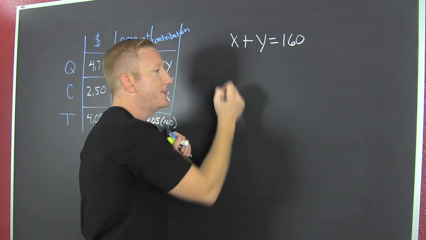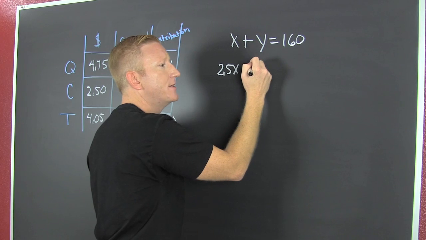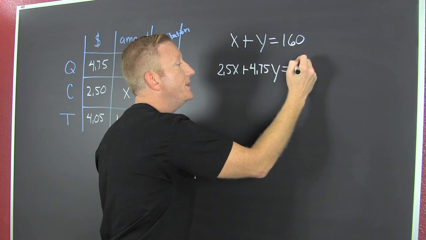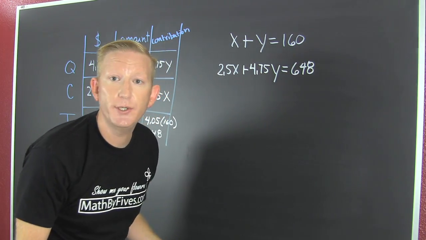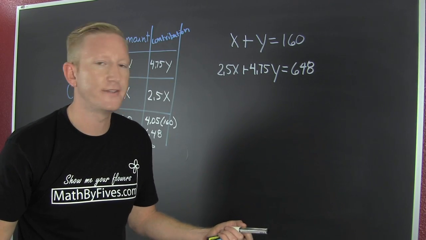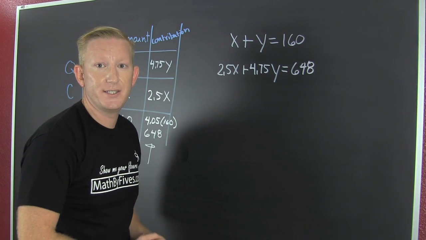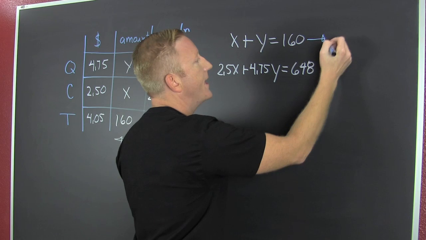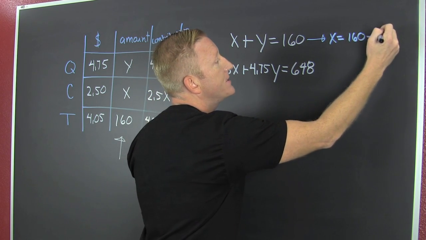And the contribution equation, 2.5X plus 4.75Y, is equal to 648. Great. Now I have two equations and two unknowns, and I have three legitimate ways. I can graph them, or I can use substitution and elimination. So let's use substitution. I'm going to solve this one for X. So X turns out to be 160 minus Y.